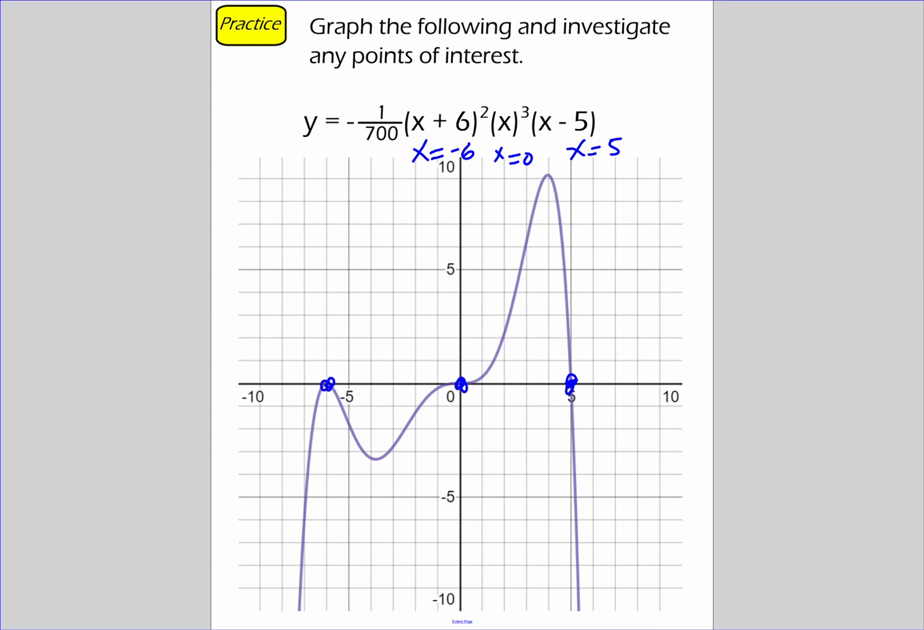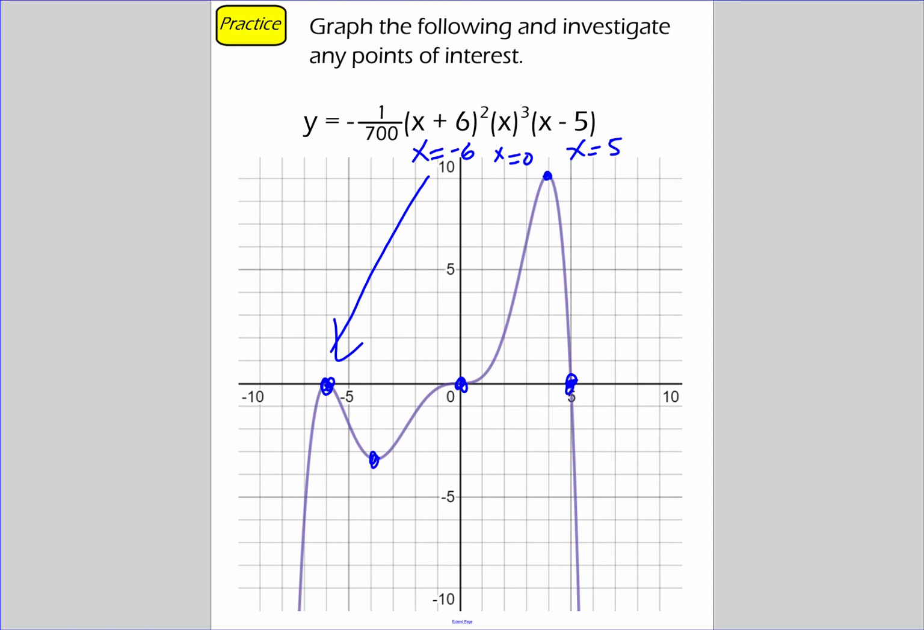Now, it might not be apparent, but the fact that at x equals negative 6 it touches the x-axis is important. We have a multiplicity of an even number here, so it touches the x-axis. When we have a multiplicity of an odd number, it actually goes through the x-axis. So even though there's a total of 6 zeros, there's only 3 x-intercepts. There's maximums and minimums around.